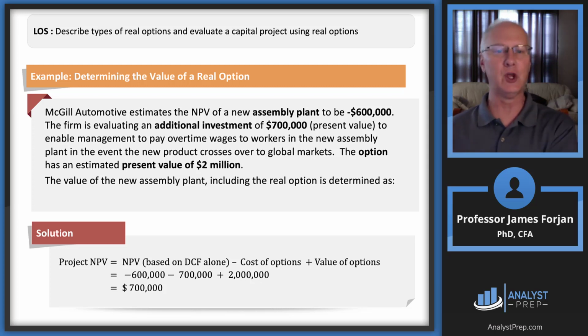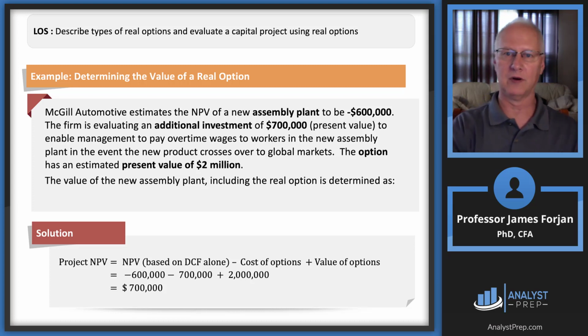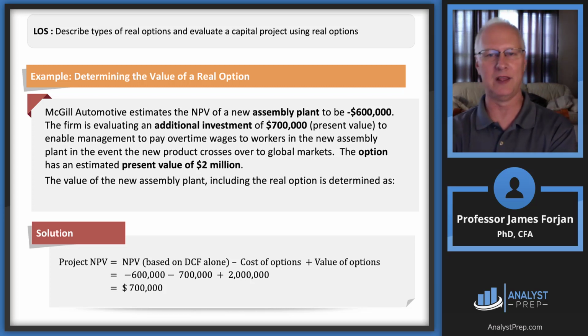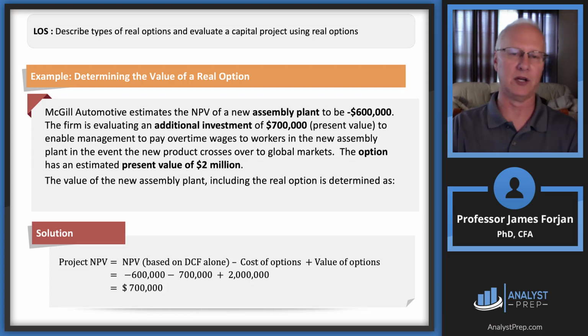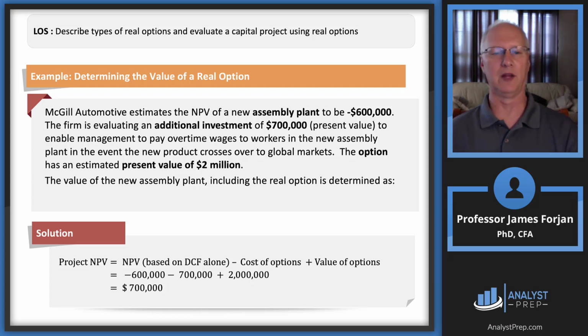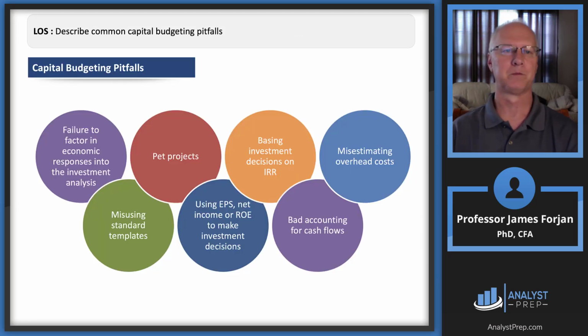However, if we're going to get $2 million out of the option, is that $2 million enough to cover the initial negative net present value and the cost of the option? Because remember, options are not cheap. They're not free. They can be pretty salty. All right, so yeah, we get positive 700,000. So we're going to say therefore accept, because the assembly plant is not going to work out very well, but this option to expand globally turns it into a positive NPV project.